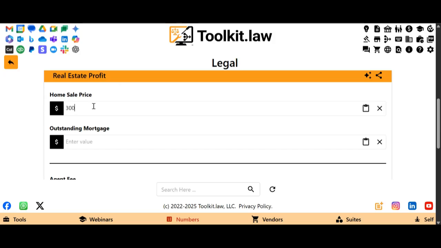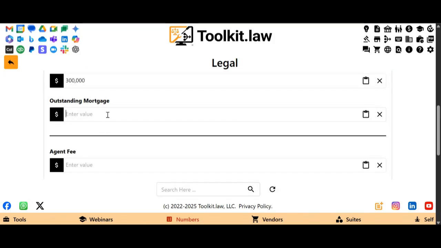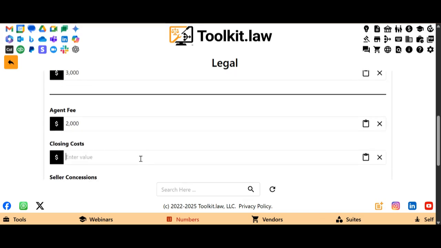Start by entering the home's sale price, followed by any outstanding mortgage balance. Then add agent fees, closing costs, seller concessions, and expenses related to home preparation or repairs. You can also include moving or short-term storage costs.